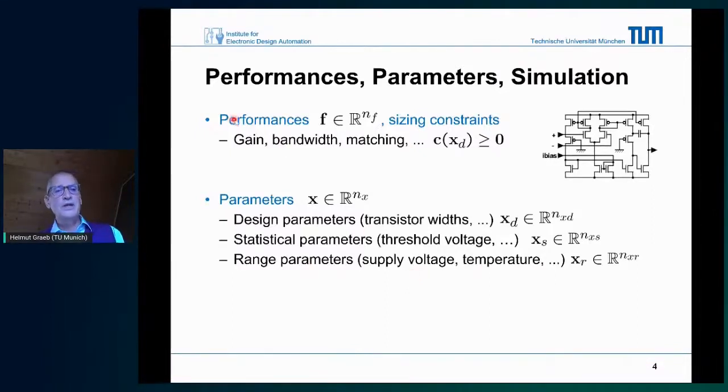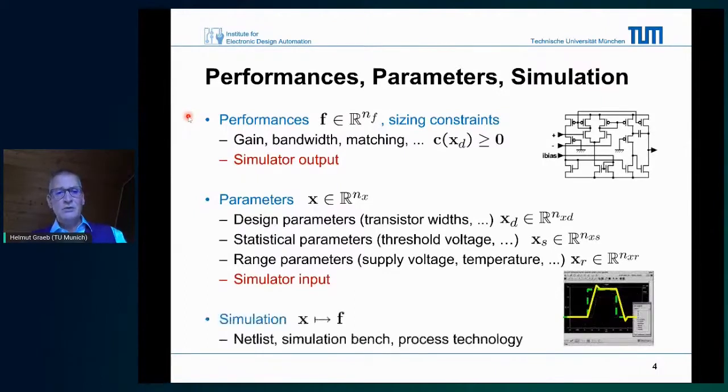Now, when do we talk about performances? When do we talk about parameters? The parameters in this notation here are the input to the simulator, and the performances are the output. It's just a definition, right? So when it's an input to the simulator, we call it parameter. When it's an output of the simulator, we call it performance.